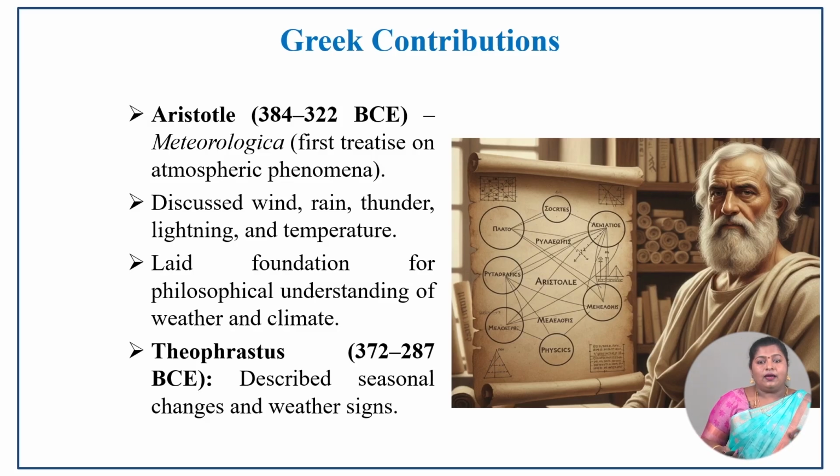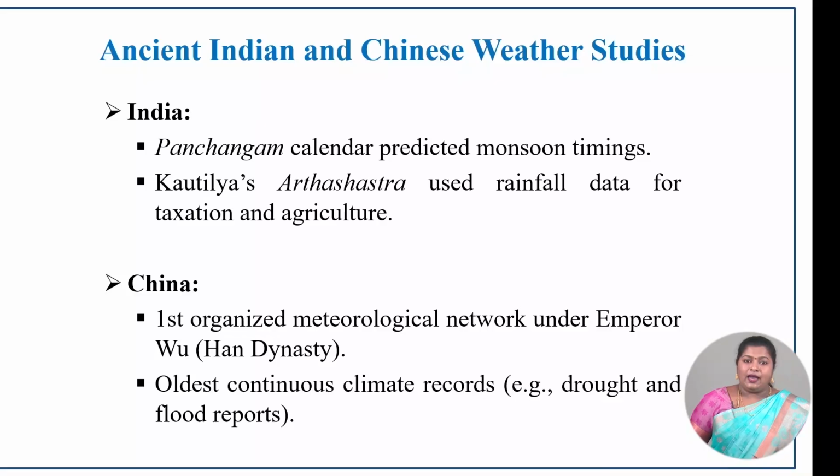Theophrastus, 372 to 287 BCE, described the seasonal changes and weather signs. Ancient Indian and Chinese weather studies indicate that in India, the Panchangam calendar predicted monsoon timings. Kautilya's Arthashastra used rainfall data for taxation and agriculture.